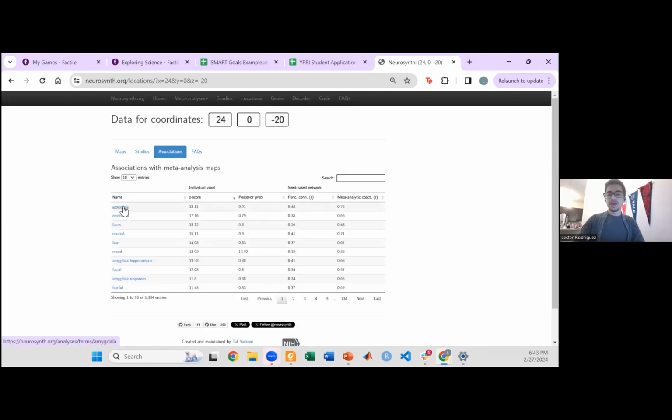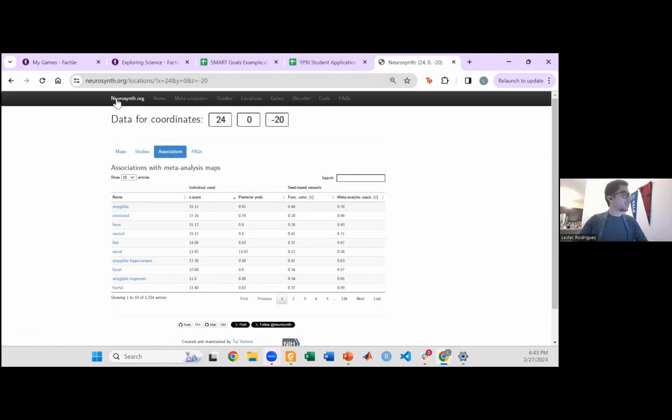So the top result for this area that has a lot of fear associated activity was the amygdala. And that was the correct response there. So the amygdala is really important for fear, and I'm going to talk about it a bit in a second. Let's do the second one.